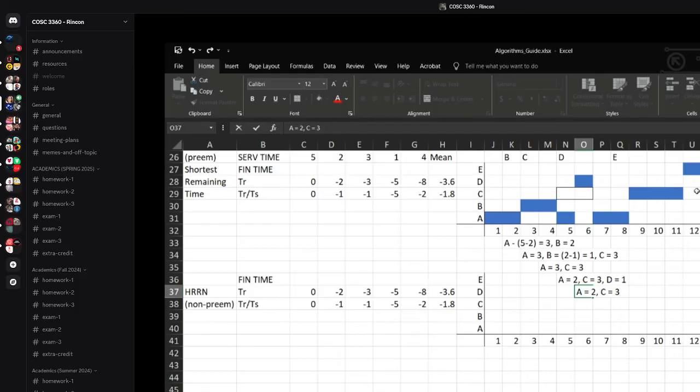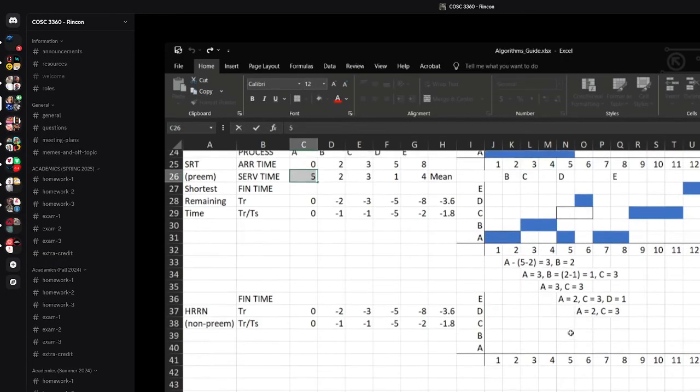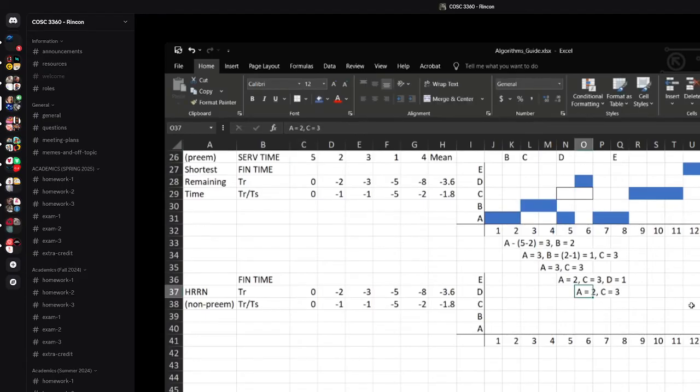Yes, but then you also need to compare between them. So between these two, again, which one is the shortest remaining time? Well, A has 2 left, right? So that's why we run A. No, A was not finished yet. A is still not done because A has a service time of 5 in total. That's why I'm keeping track of these numbers as I go, and it's kind of important to do that.